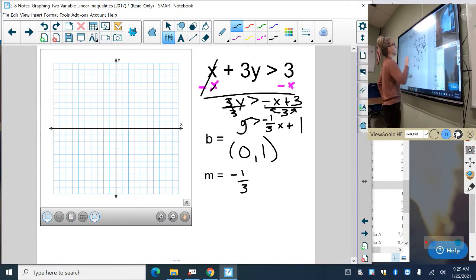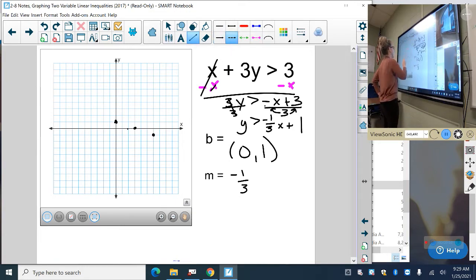Y is greater than negative 1/3 x plus 1. So I'm going to start at (0, 1) again, and I'm going to go down 1 over 3. Down 1, over 1, 2, 3. You can just make one dot or two dots. On Math Excel, you only need two dots, and then you'll connect the line to that. So I'm going to make a dotted line since it's a greater than symbol.